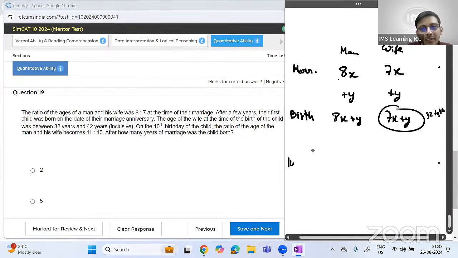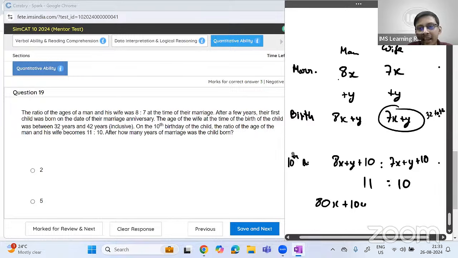On the 10th birthday, everyone will become 10 years older. This will be 8x plus y plus 10. This will be 7x plus y plus 10. And the ratio of ages is 11:10. So these are in the ratio 11:10. So 10 will be multiplied here, 11 here. So we'll get 10 into 8x, 80x plus 10y plus 100. And here we'll get 77x plus 11y plus 110.